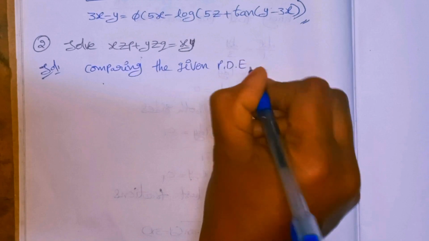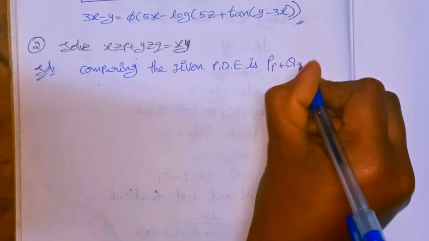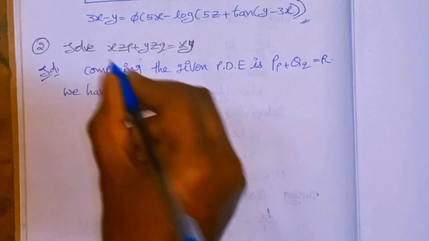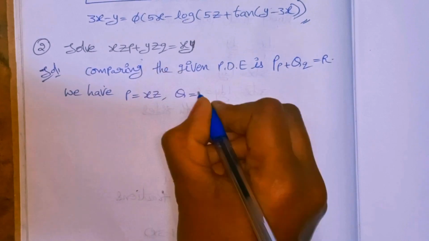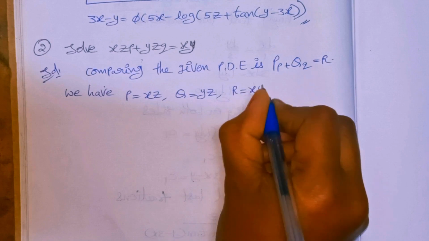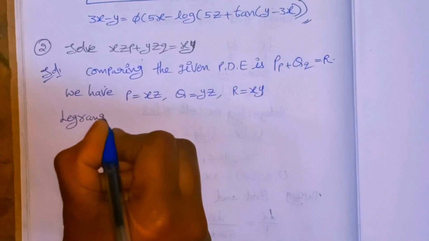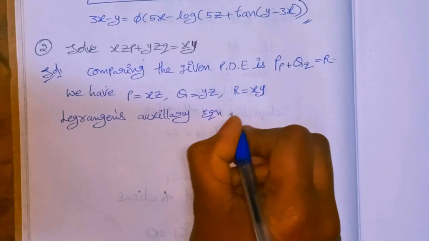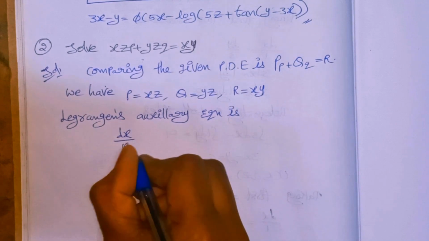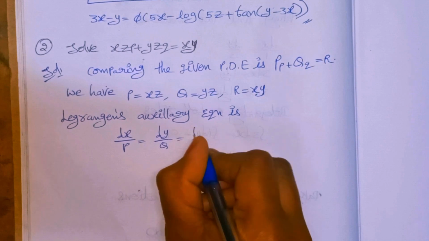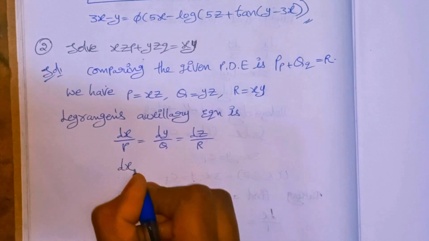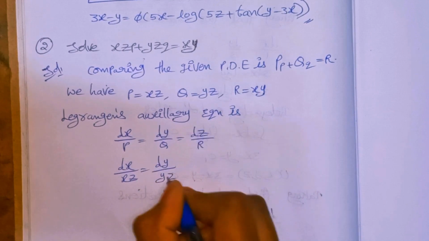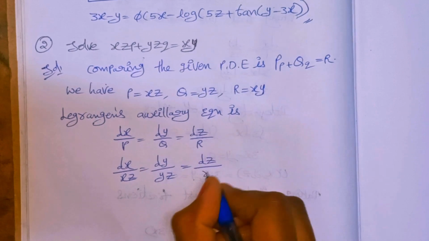comparing the given partial differential equation with capital P p plus capital Q q equals R, we have P equals xz, capital Q equals yz, R equals xy. Lagrange's auxiliary equation is dx by P equals dy by Q equals dz by R. So dx by xz equals dy by yz equals dz by xy.